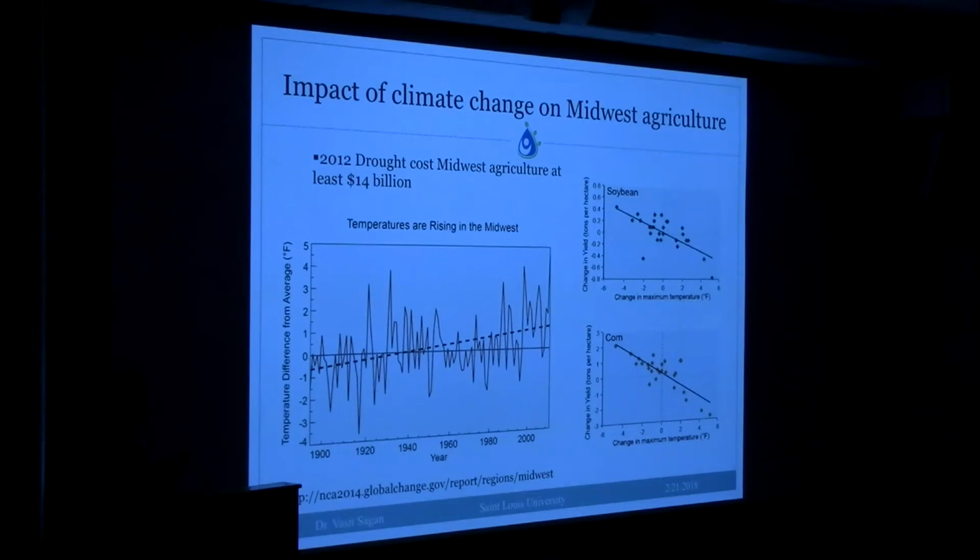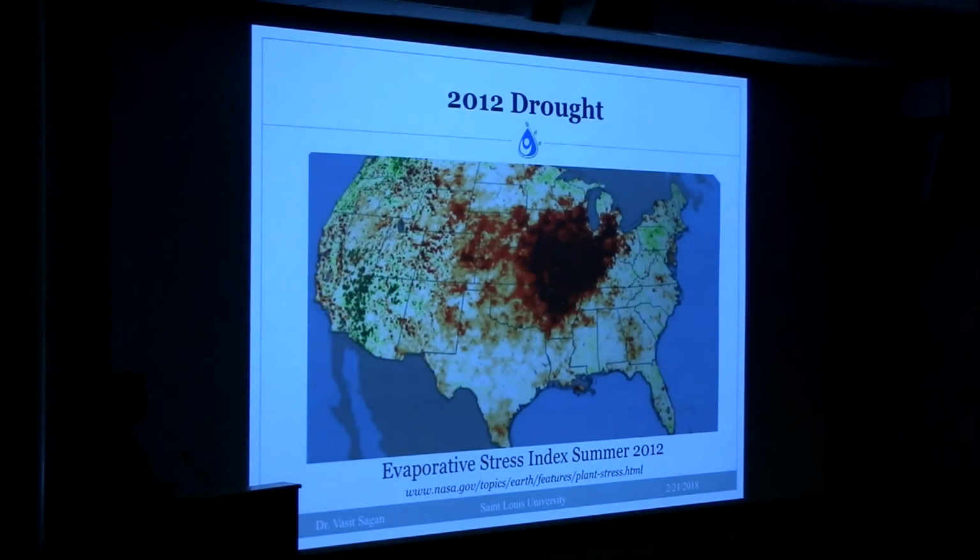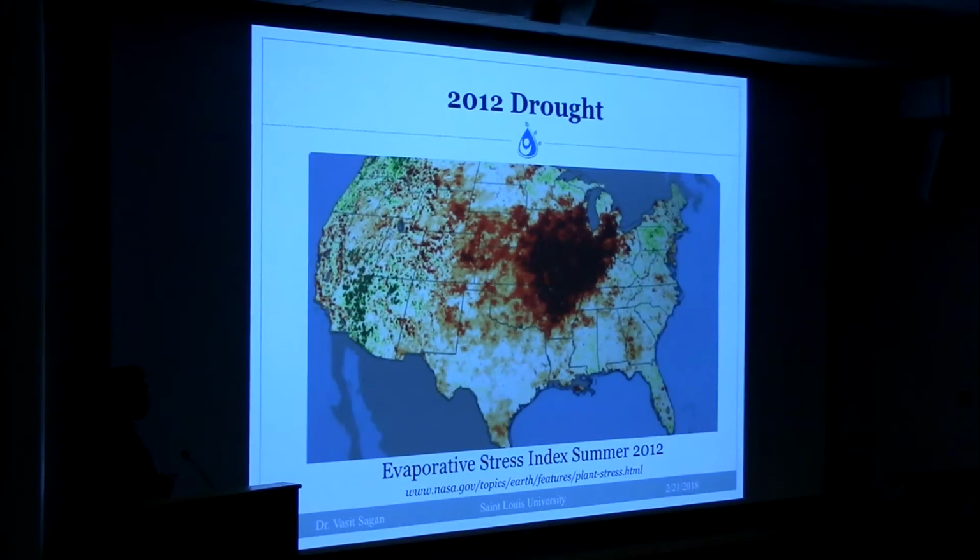In the Midwest, due to rising temperature, there is a projected decline in both soybean and corn yield. These are two major crops in the Midwestern United States. 2012 was a significant year for Midwest agriculture because we had a record-breaking drought, and many parts of the U.S. were under severe water stress in 2012.